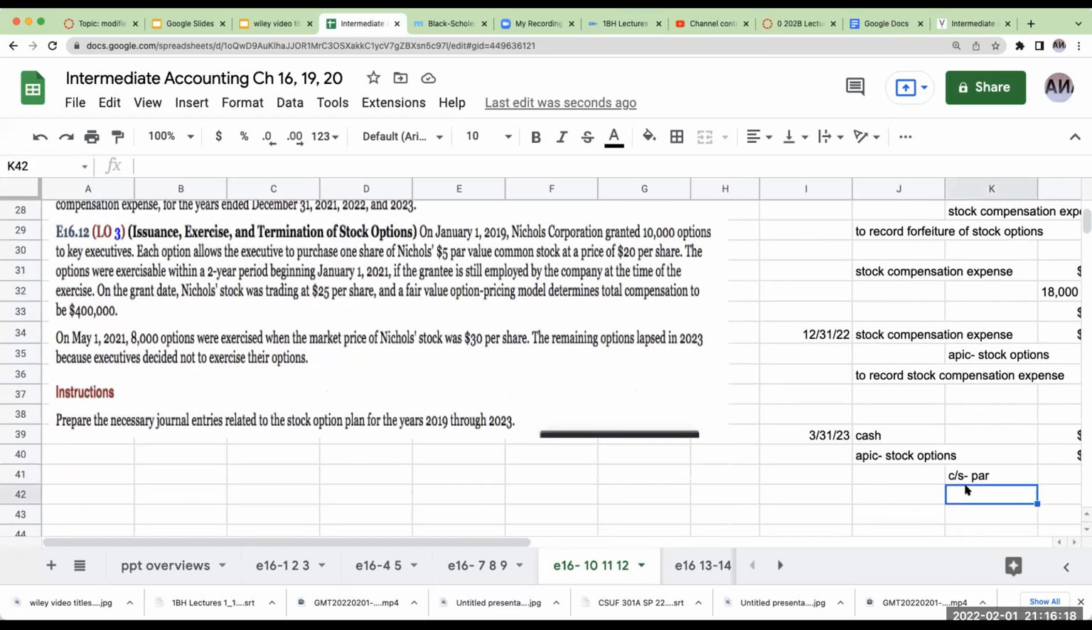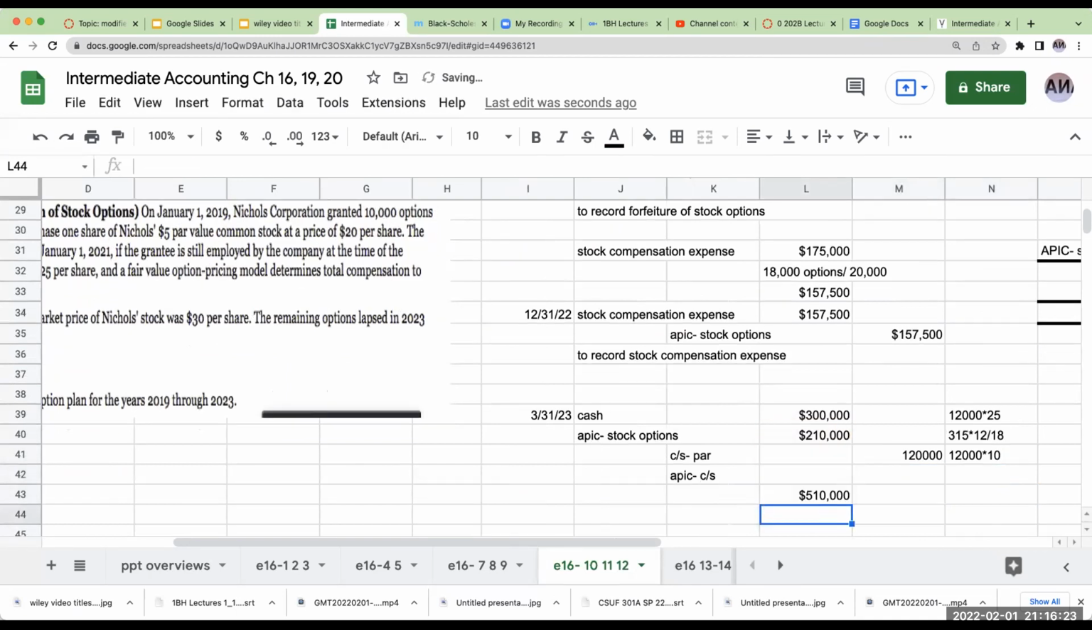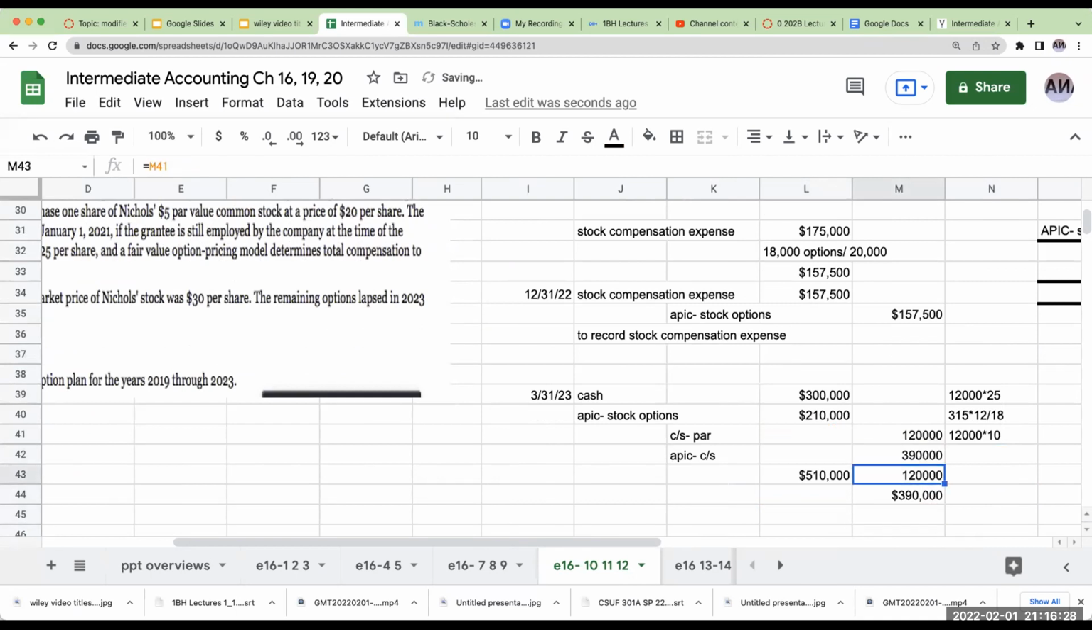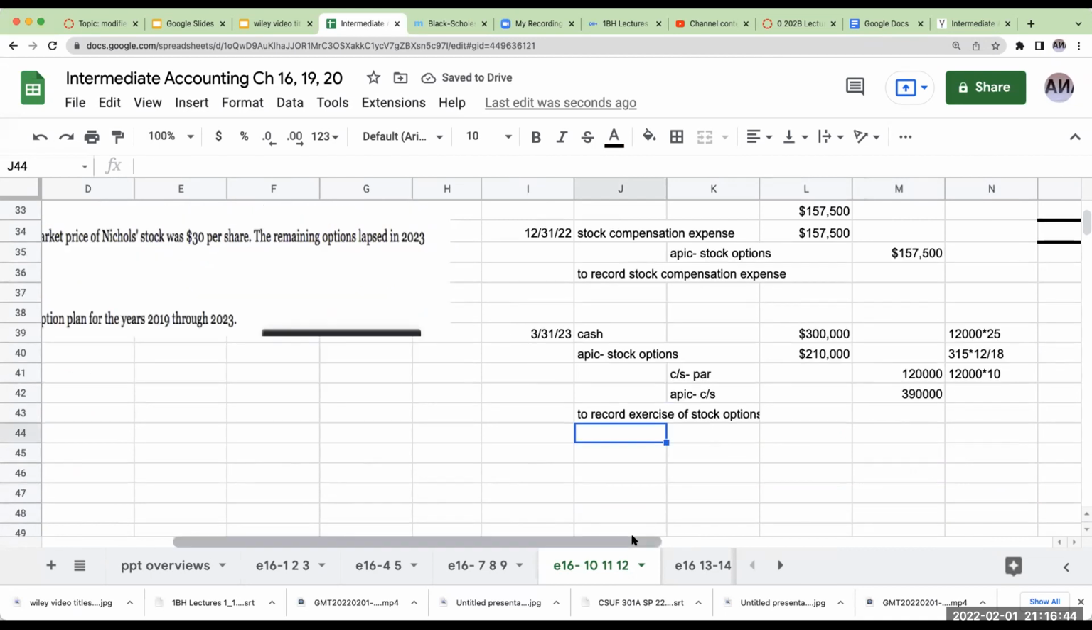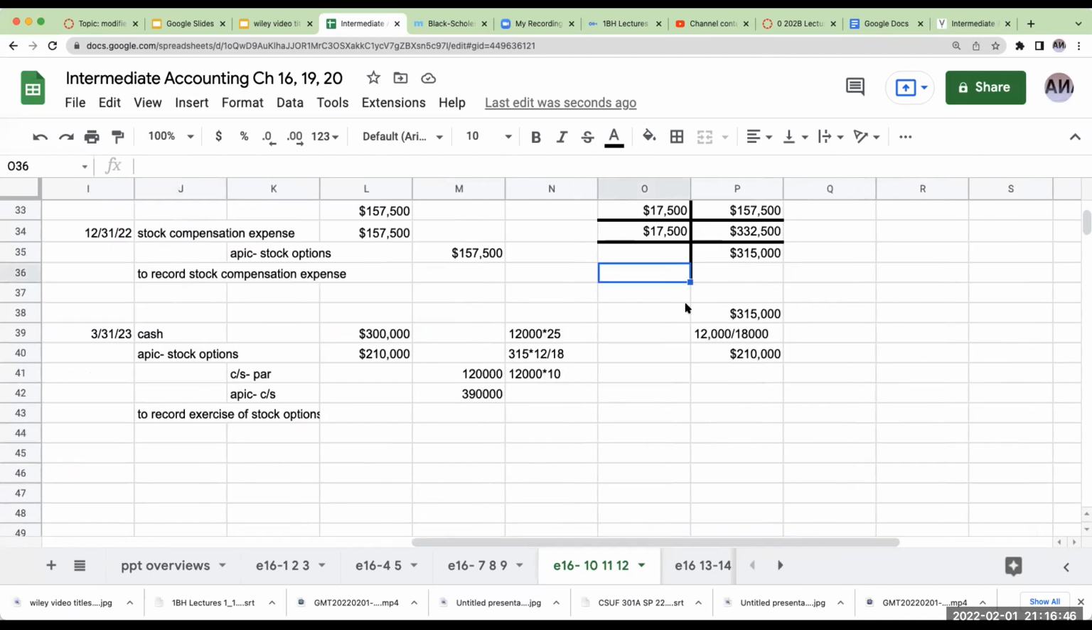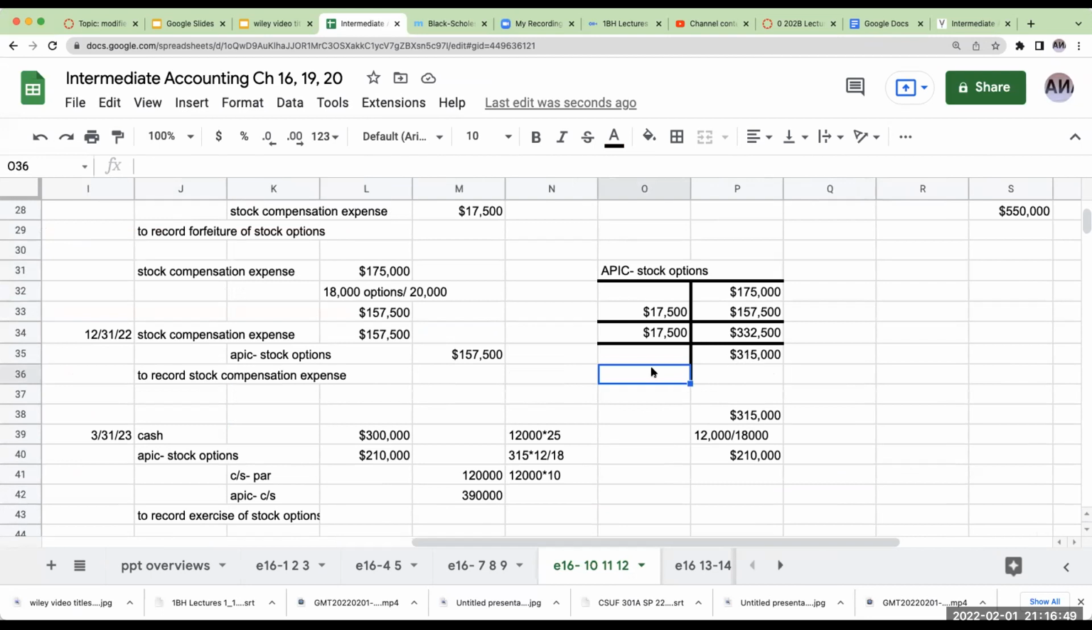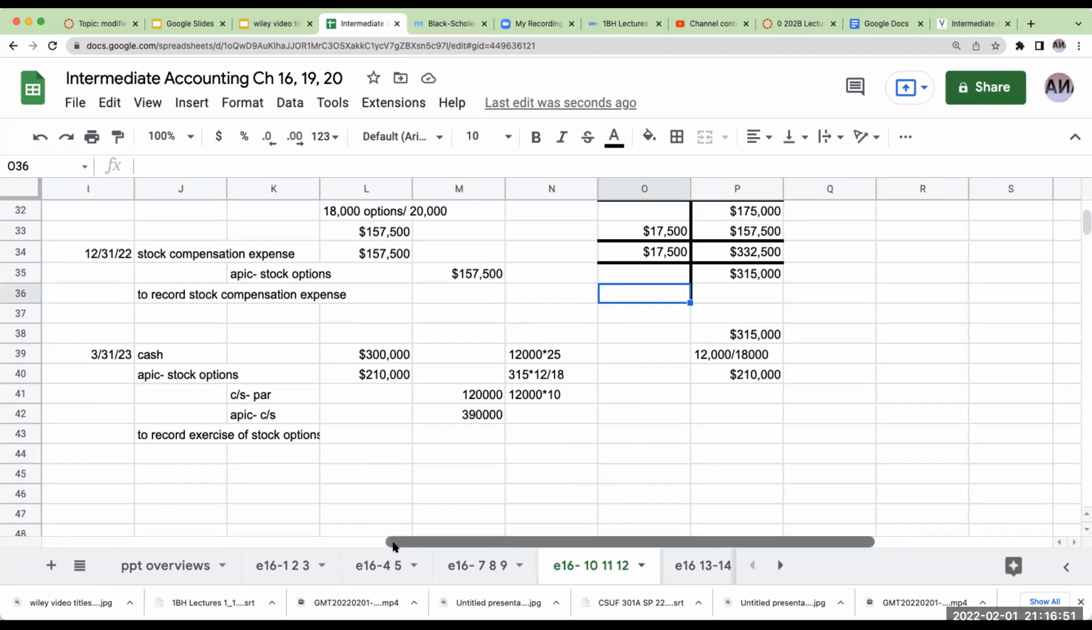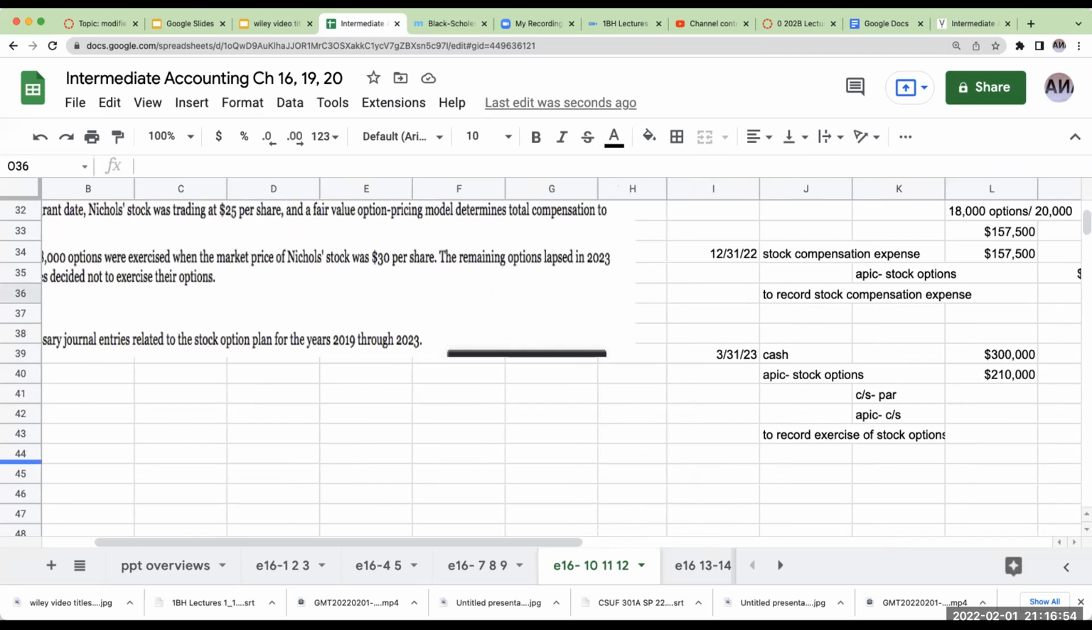So right over here, to balance this, I'm going to have additional paid-in capital common stock. I've got 510 of debits, 120 of credits. To balance this out, I'm going to need 390,000. Once I do this, I'm balanced. So over here, this is going to be record exercise of stock options. So after doing this, my additional paid-in capital stock options would be less 210. And that's how we go through and do that particular question.